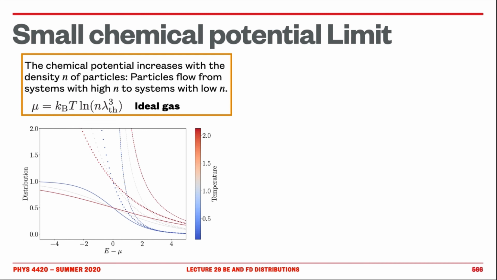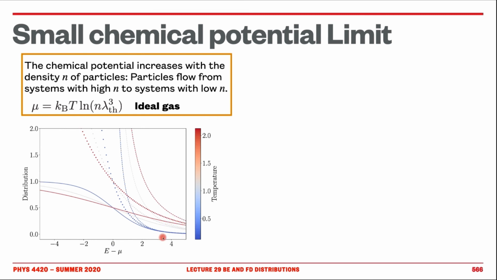Low density means very few particles compared to available states, right? So very few particles compared to the number of allowed states. As we calculated, the allowed states being, of course, proportional to the volume. So all this works well. Now that means a small chemical potential corresponds to large value of E minus mu.